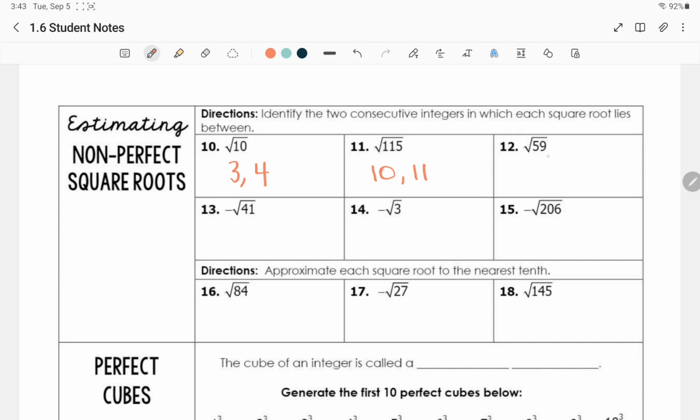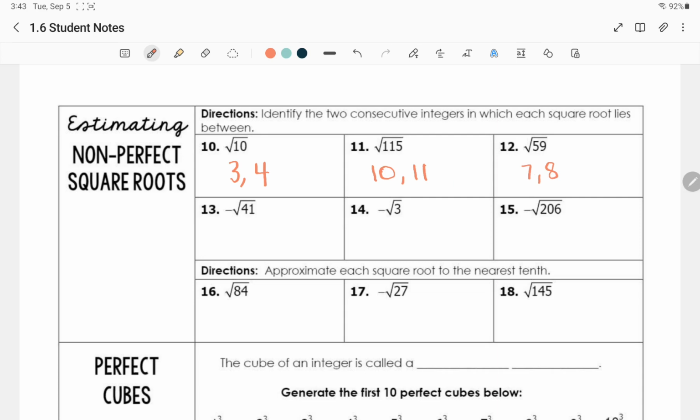The next one would be 59. We know that 7 times 7 is 49. And 8 times 8 is 64. So this number 59 would fall somewhere. The square root of 59 is somewhere in between 7 and 8. There would be a decimal. And you can try putting them in your calculator. You'll find that whatever number you get is in between those two numbers.